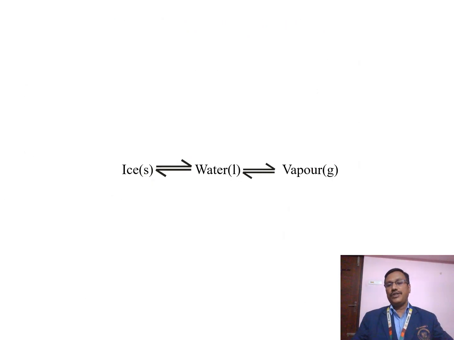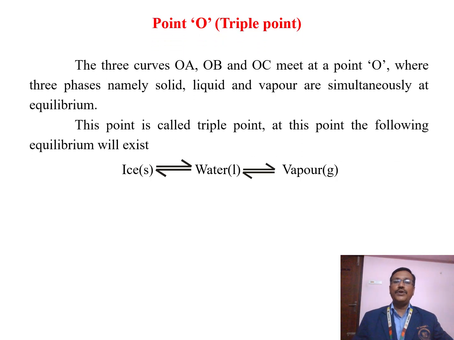Now comes the fourth case. What is the fourth case? The fourth case is the triple point, point O, which is also known as the triple point. In this triple point, all the three phases will be coexisting. What is point O? There are three curves OA, OB, OC. They meet at point O, where three phases, namely solid, that is ice, liquid, that is water, and vapor, are all present simultaneously. This is known as the triple point.